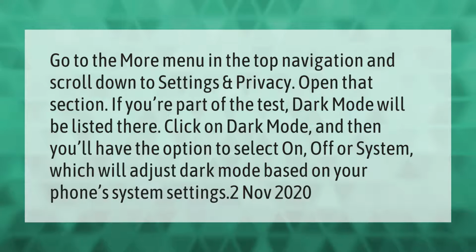Go to the More menu in the top navigation and scroll down to Settings and Privacy. Open that section. If you're part of the test, dark mode will be listed there. Click on dark mode, and then you'll have the option to select on, off or system, which will adjust dark mode based on your phone's system settings.